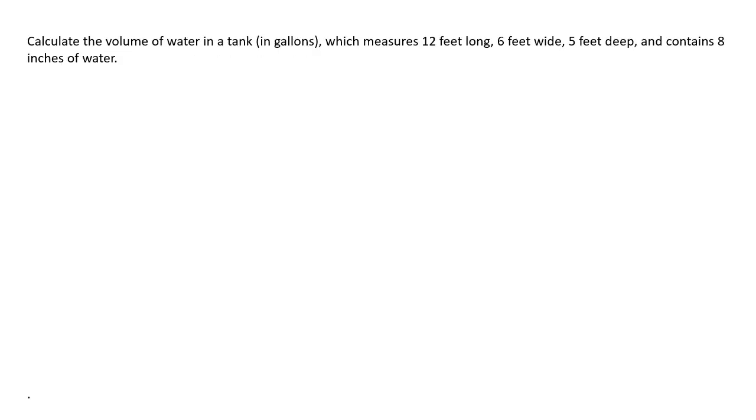Calculate the volume of water in a tank in gallons, which measures 12 feet long, 6 feet wide, and 5 foot deep, and contains 8 inches of water. All right, let's separate out our known and unknowns from the word problem so we can keep track of them. What we know is the length of the tank is 12 feet. The tank is 6 feet wide. It is 5 foot deep, and it is filled with 8 inches of water. What we don't know is the volume of water in the tank in gallons.